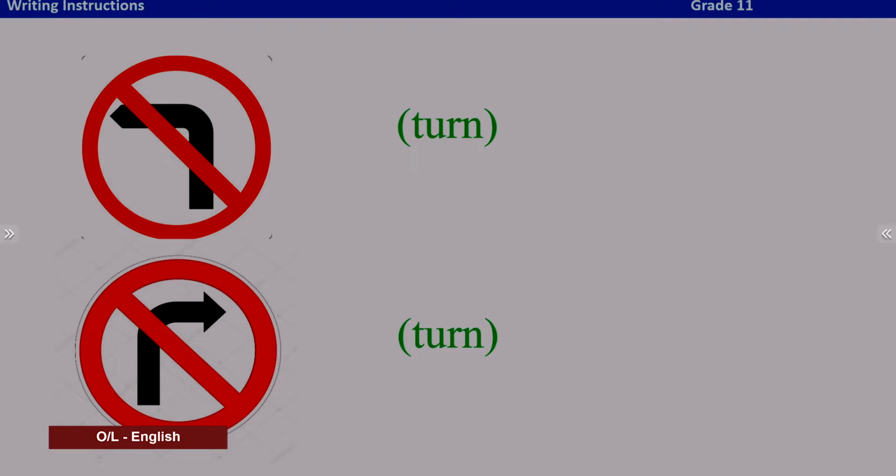Now you need to tell something which you should not do. How are you going to start? We can start with do not. So this activity is a bit different from the earlier one. So you can start with do not. Do not. After do not, you can use the verb given.